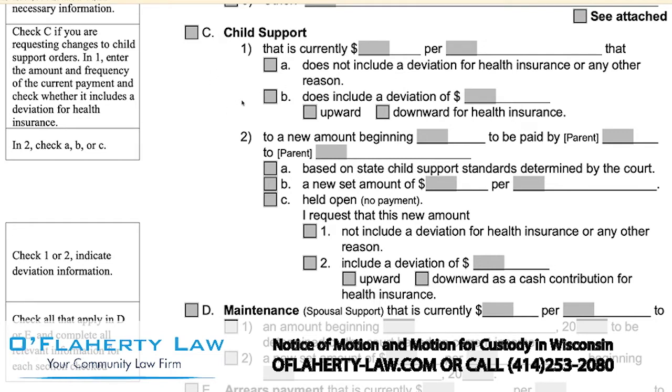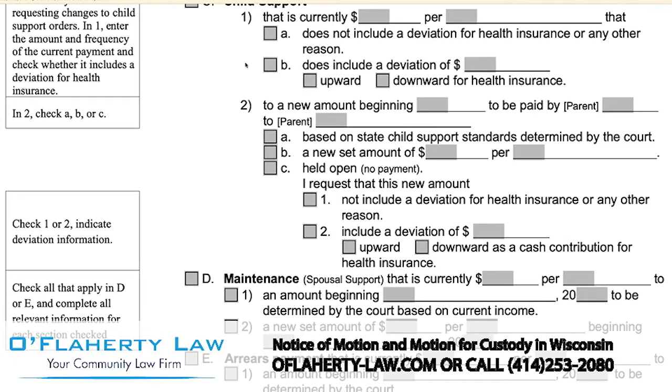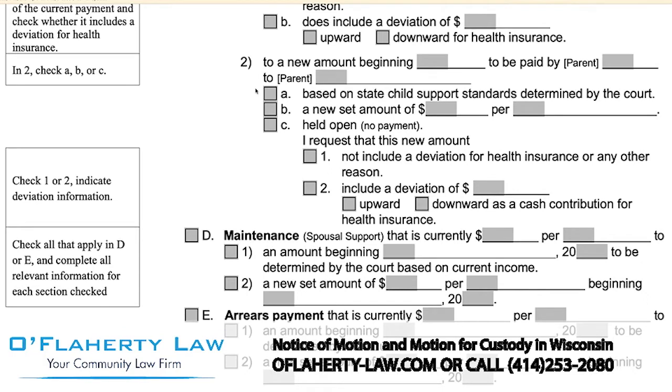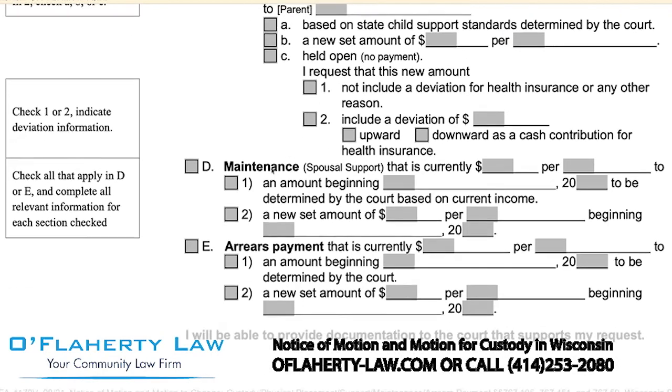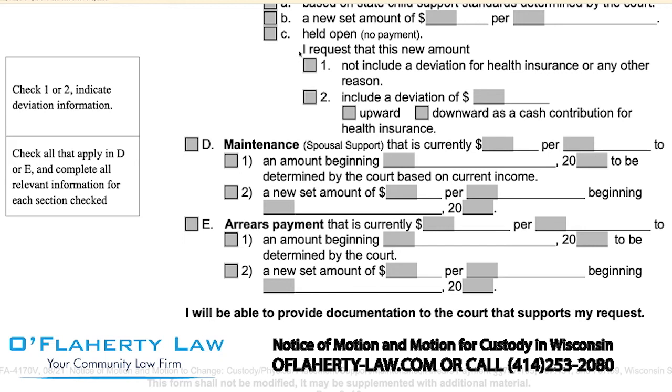You're going to need all that information to give to the court before you ask for a change in any child support. Because here in paragraph number 2, you give the new amount to be paid by, probably in this case, the respondent. And you say that it's based on state child support standards determined by the court, a new set amount of X amount per child, held open. And you request that whether or not you want a deviation for health insurance.